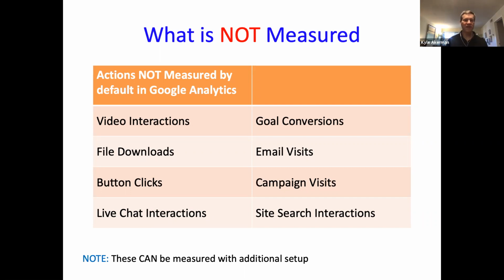Video interactions: if you have YouTube videos on your site, none of that is measured. If you have downloads, that's not measured. Any kind of clicks, goals, email visits, none of this stuff is measured by default. The good news is we can make some modifications to get this tracking into Google Analytics.